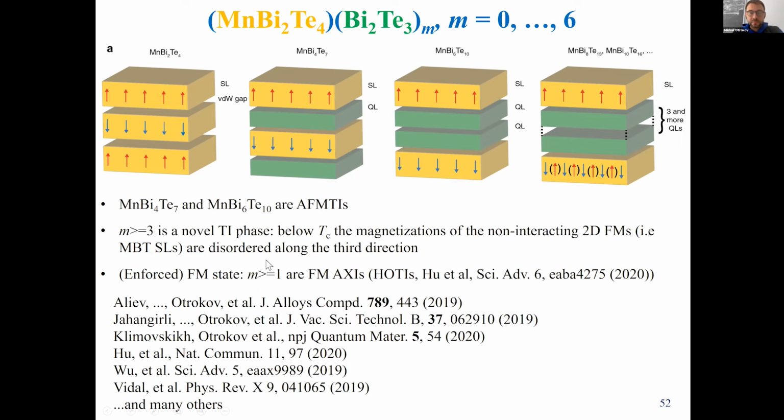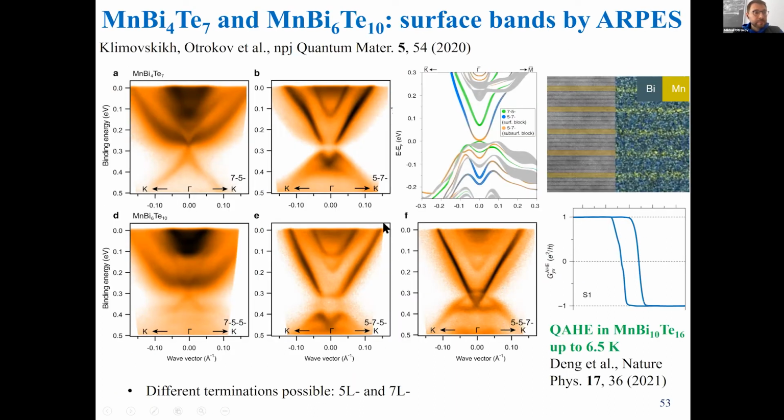And for systems with bismuth telluride quintuples, you will achieve a so-called ferromagnetic axion insulator state, which is a sort of a high-order topological insulator state, as reported in this publication. These are the electronic structures measured by laser ARPES from these two stoichiometries, 147, 1610. I think I don't have much time to go into details here.